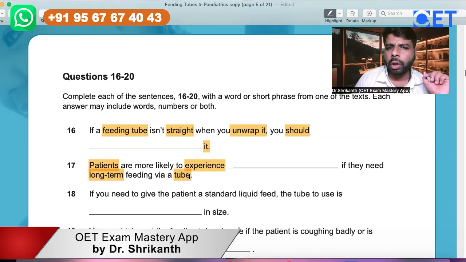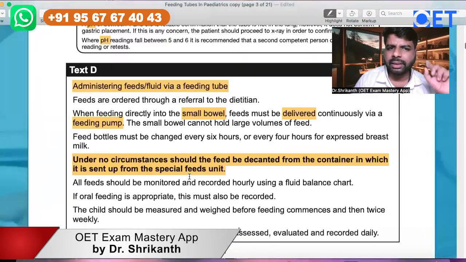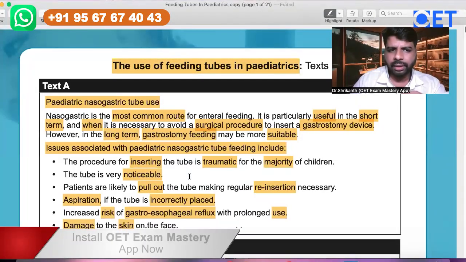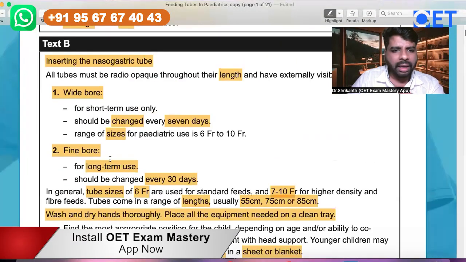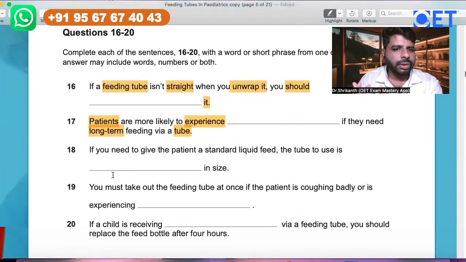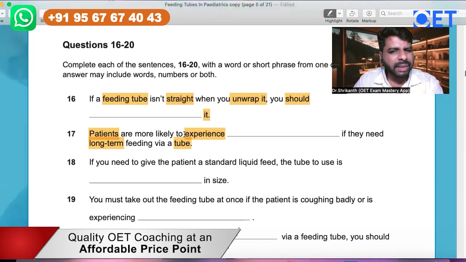Now, where did we read long-term? I think we read it in text A also. Text B also we have read long-term, right? Now see over here, long-term over here, long-term over here also, and here also we have read about long-term. But what's the question? What do you understand from the question? The question is: patients are more likely to experience something if they need long-term feeding via tube.